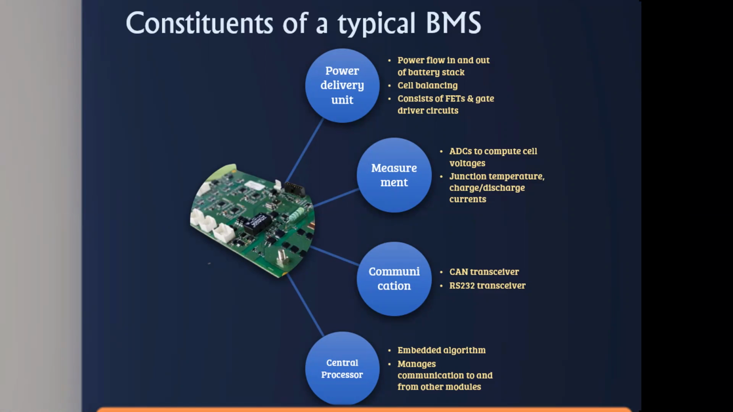And then we have the measurement unit, which has different analog to digital converters that measure your voltage, temperature, and the currents. And then you have the communication, which is handled through the CAN network, and we have RS-232, a popular method used for connection to different modules, and that can also be implemented. Then the central processing: here is where your algorithms and your communication happen. So basically the brain of the BMS itself is in the central processor.